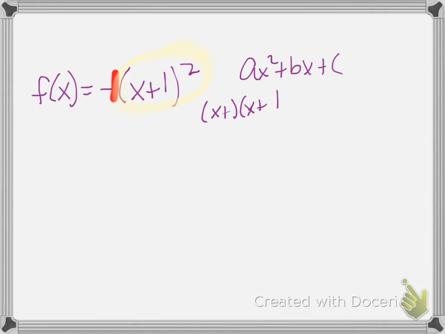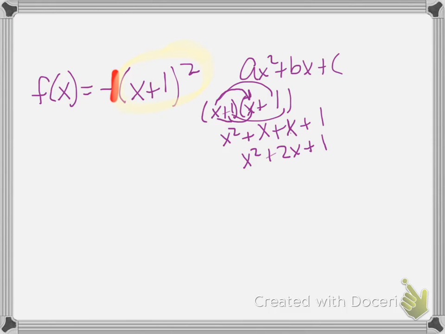And now it goes back to your foiling. Remember I told you how important it was that you could FOIL pretty good. So here it is, x squared plus 1x plus 1x plus 1, so x squared plus 2x plus 1. So I'm going to put that instead in there. So I have a negative 1 times (x squared plus 2x plus 1).